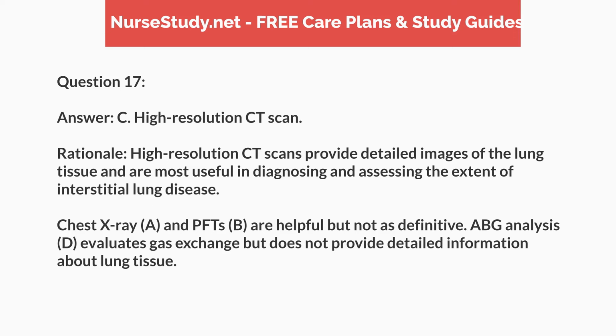Answer. C. High-resolution CT scan. Rationale: high-resolution CT scans provide detailed images of the lung tissue and are most useful in diagnosing and assessing the extent of interstitial lung disease. Chest X-ray, A, and PFTs, B, are helpful, but not as definitive. ABG analysis, D, evaluates gas exchange, but does not provide detailed information about lung tissue.